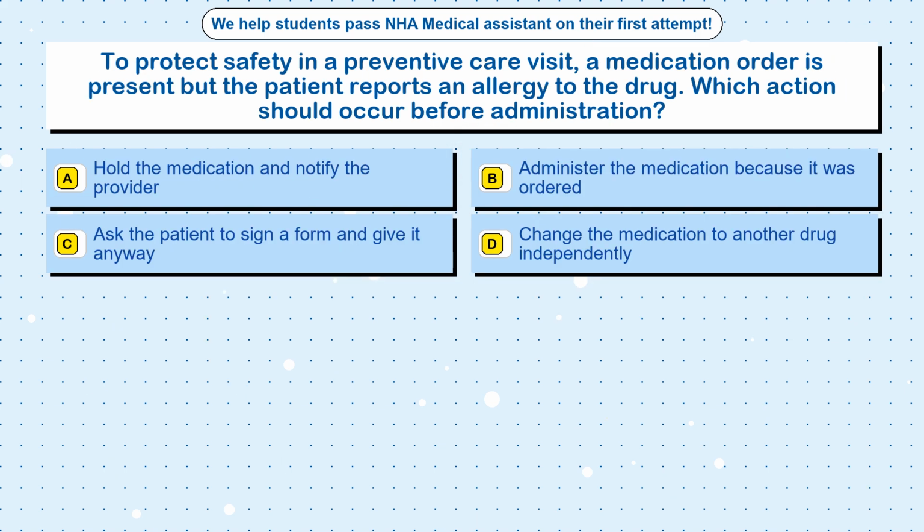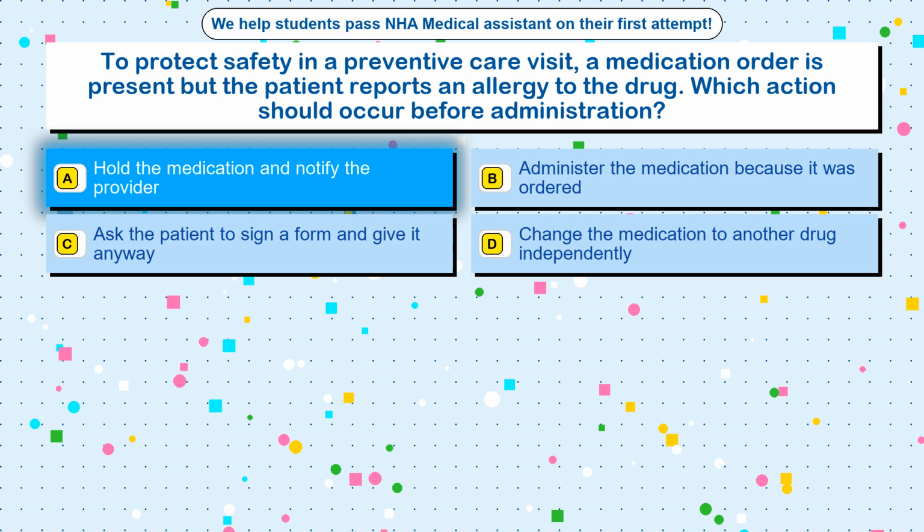Question 47. To protect safety in a preventive care visit, a medication order is present but the patient reports an allergy to the drug. Which action should occur before administration? Option A, hold the medication and notify the provider. Option B, administer the medication because it was ordered. Option C, ask the patient to sign a form and give it anyway. Option D, change the medication to another drug independently.